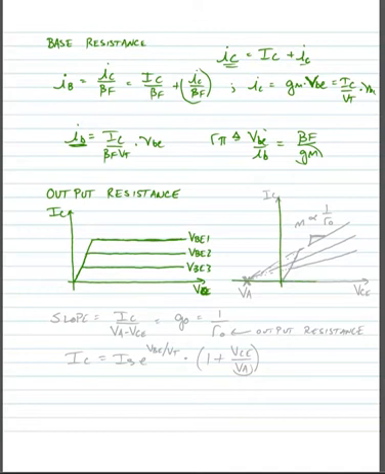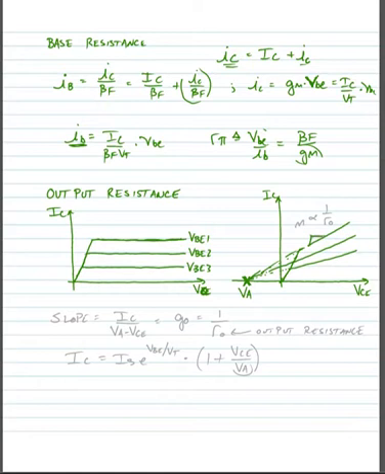In reality, when we draw these curves, there is some finite slope. And if we project that slope back to where it crosses the x-axis, we would find a point called the early voltage. And if we draw multiple curves for this transistor, every curve would project back to the same point. So the early voltage is a fundamental parameter of the device.